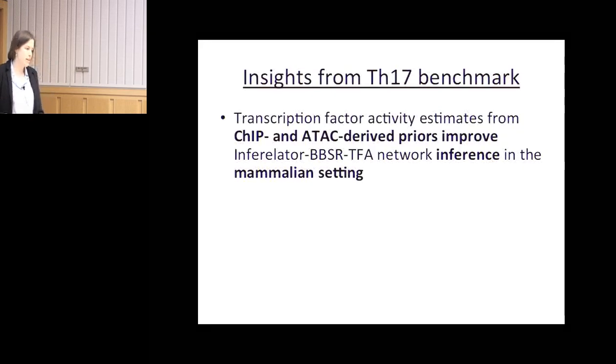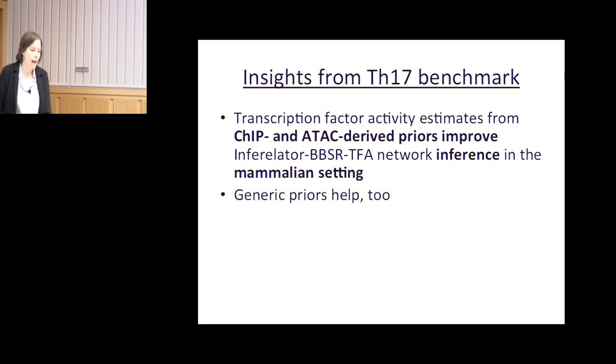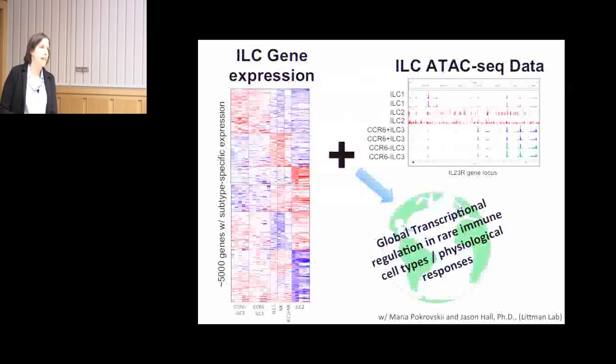And so just to summarize here, the things that we learned from this Th17 benchmark are that chip and ATAC-seq derived priors do improve performance of network inference in the mammalian setting. Generic priors help. And then finally, it does seem reasonable to combine ATAC-seq and gene expression measurements in new cell types that haven't been previously explored. And so with this benchmarking in hand, we went on to build networks in innate lymphoid cells.